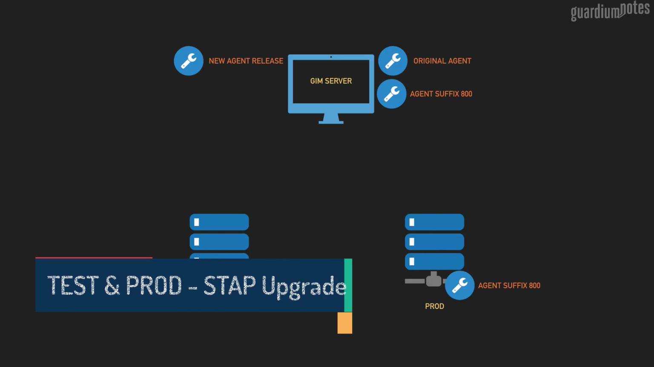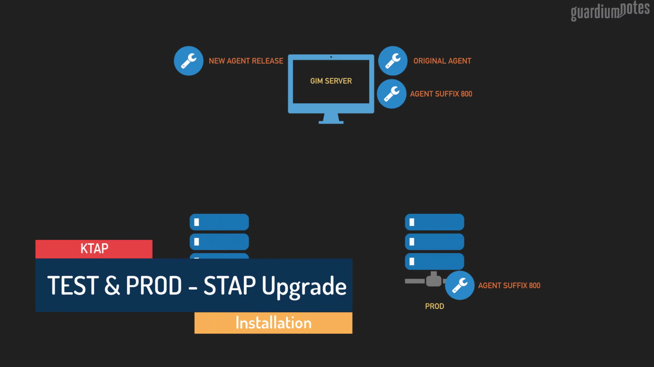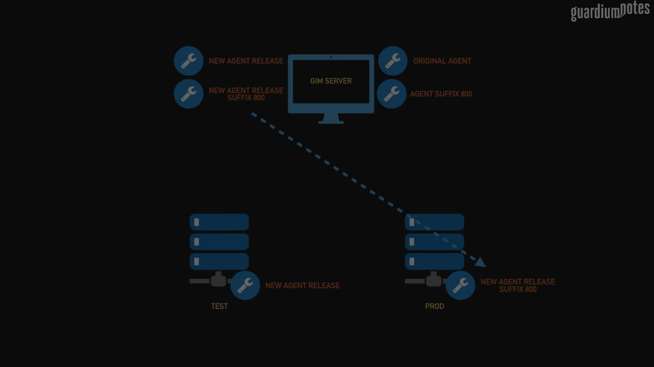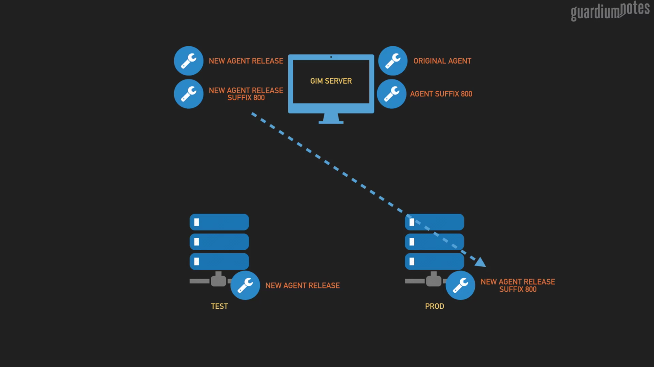Now, I will upgrade STAP to a new agent release. The process is very similar to the previous one. We need to start from the test system. After a successful installation of the new agent release, the locally compiled KTAP will be available on the GIM server, and it will be possible to upgrade the agent on prod.